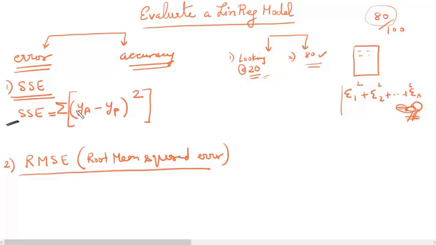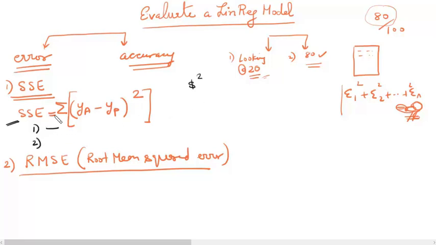What is the first disadvantage? The first disadvantage is that the units are squared. If your dependent variable, for example, is in dollars, if you're talking about income of a person or sales of a company, the sum of squared errors will be in dollar square. Now dollar square is not interpretable, so this is one big disadvantage of sum of squared error, that it is not interpretable since it has squared units.